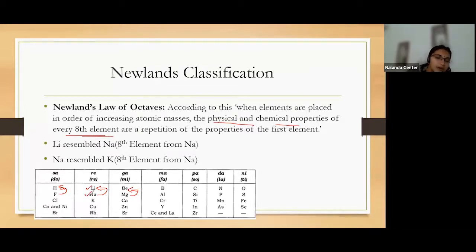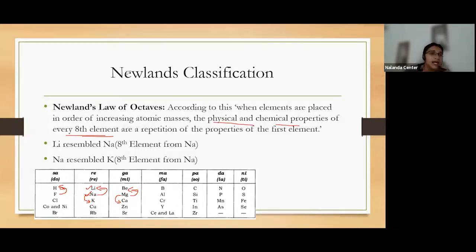So after sodium, the eighth element is going to be potassium. It is going to have the same property. After magnesium, the same property is going to be exhibited by calcium because it has a difference of eight in between them. There are eight elements in between them.